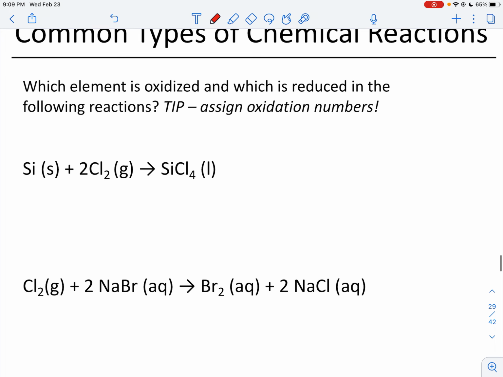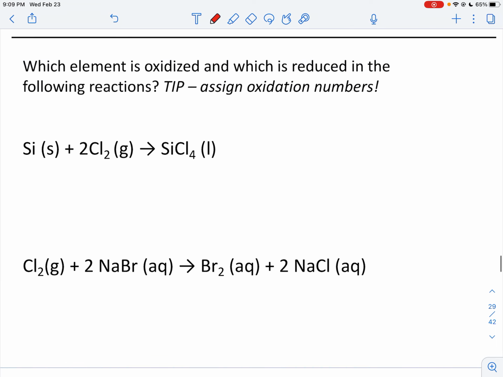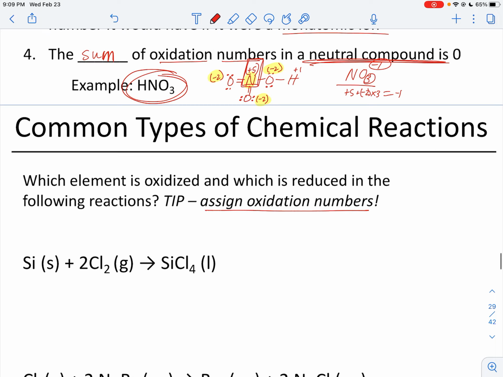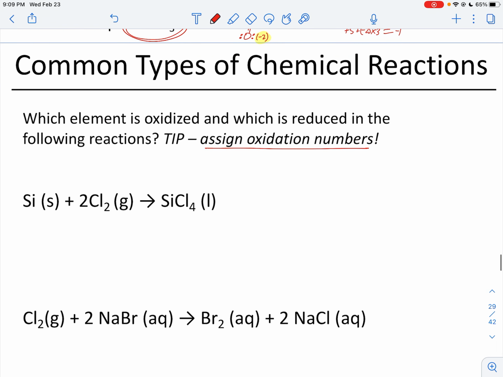Okay, let's do some practice. This video is already getting pretty long, so I have several more slides, and I am just going to do this top practice just for time's sake, and then we'll see how quickly we can wrap this video up. So, which element is being oxidized and which is being reduced in the following reactions? Tip, first assign oxidation numbers. We're going to heavily rely on these 4 rules, assign oxidation numbers, and then see if we can identify what's oxidized, which is the thing that is losing, loss of electrons, and whatever is being reduced is gain of electrons.